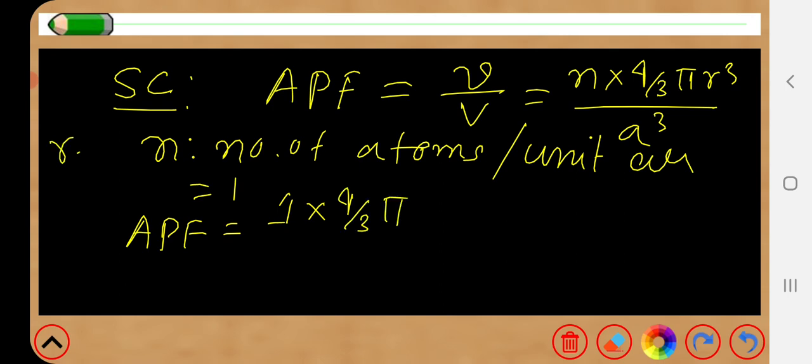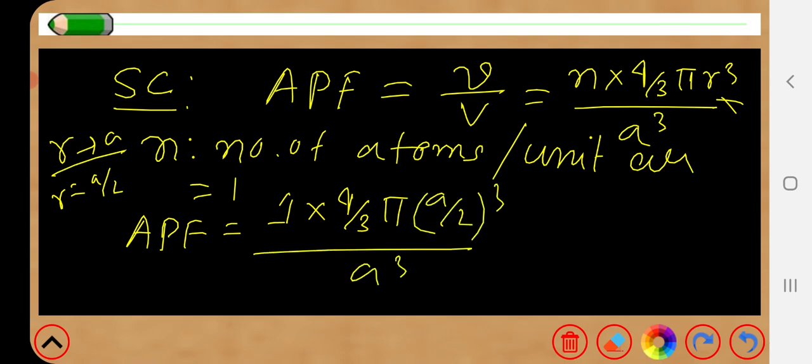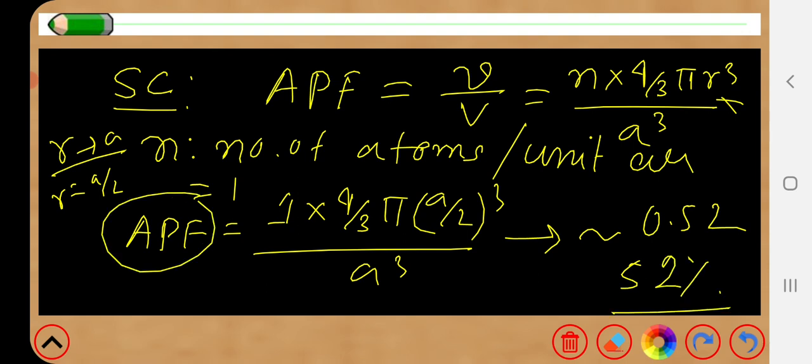R के साथ A का एक रिलेशन है ना. सो फॉर सिंपल क्यूबिक वी हैव जस्ट फाइंड आउट दैट R इज इक्वल टू A/2. सो हियर वी विल यूज दिस वन. सो A/2 होल क्यूब डिवाइडेड बाई A क्यूब. अगर प्रॉपर कैलकुलेशन किया जाए इट इज नियर अबाउट 0.52 और इन परसेंटेज इट इज 52%. सो फ्रॉम देयर वी कैन से in simple cubic structure 52% space is covered by its elements.